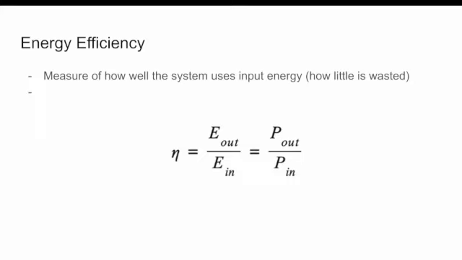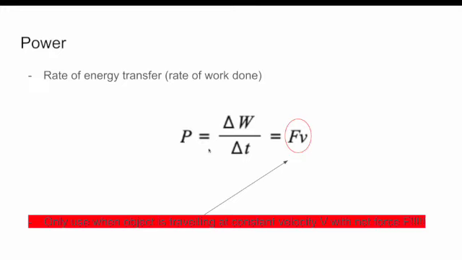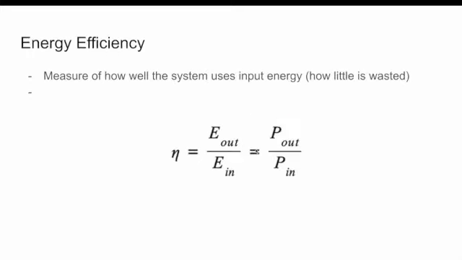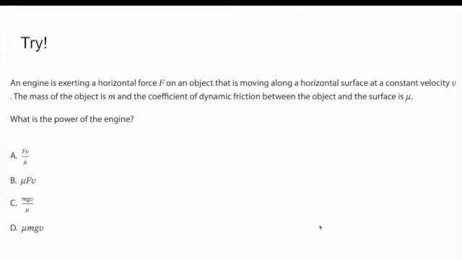Now, the energy out divided by the energy in is equal to the power out divided by the power in, because power is just energy by time. And so the times cancel each other out when you divide power by power. So we have the equivalent expression here. So you can use either one when you're looking at energy efficiency. So that's the end of this topic.